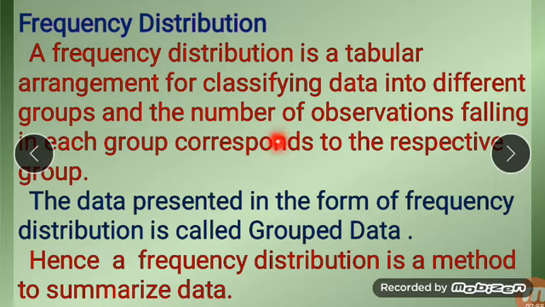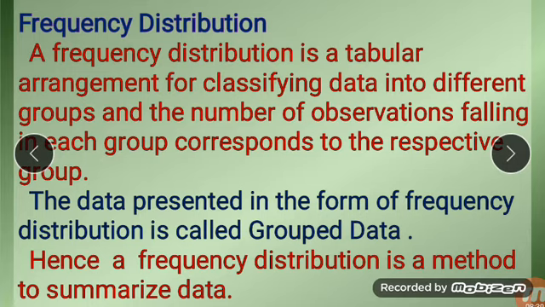And the number of observations. In this context, observation means the numerical data. So the number of observations falling in each group corresponds to the respective group. We're going to discuss this ahead. The data presented in the form of frequency distribution is called group data. Frequency means the number of occurrences of each observation, or the number of occurrences of numerical data. Hence, the frequency distribution is a method to summarize data.